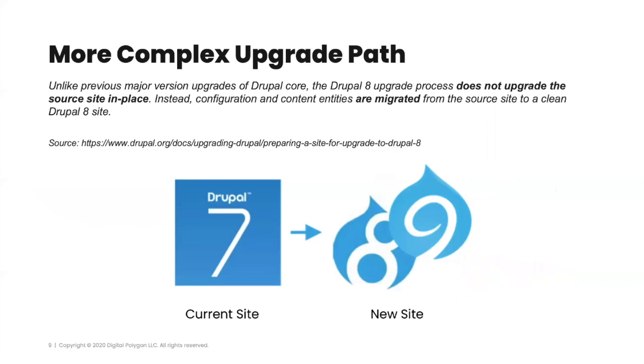I took this straight from Drupal.org, and they're very upfront about it in their documentation that unlike previous versions, the Drupal 8 upgrade process does not upgrade the source site in place. It requires you to spin up a second website that's in Drupal 8 and do a migration from 7 to 8 in order to upgrade your site.